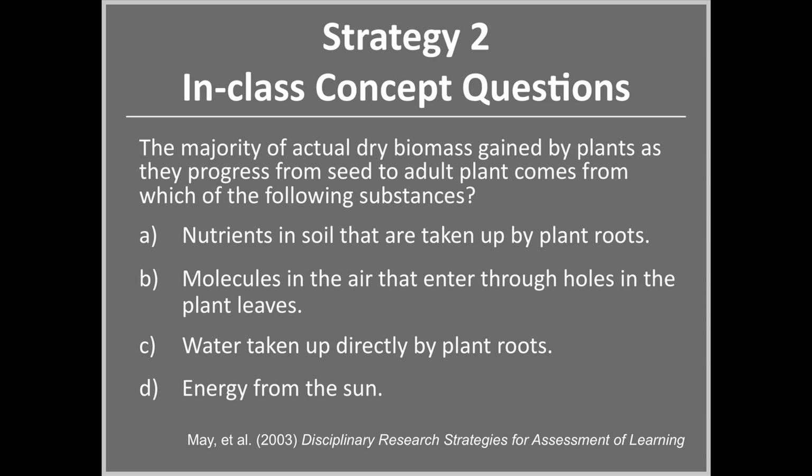The majority of actual dry mass gained by plants as they progress from seed to adult plants comes from which of the following substances? A. Nutrients in soil that are taken up by plant roots. B. Molecules in the air that enter through the holes in the plant leaves. C. Water taken up directly by plant roots. And D. Energy from the sun. Pause the video here and take a moment to think about the answer to this question.